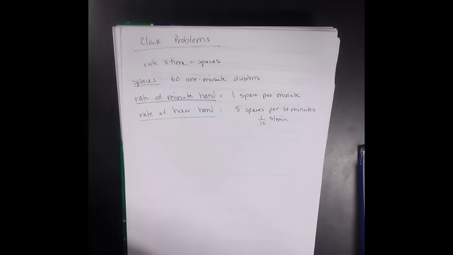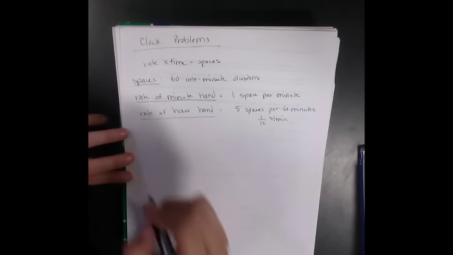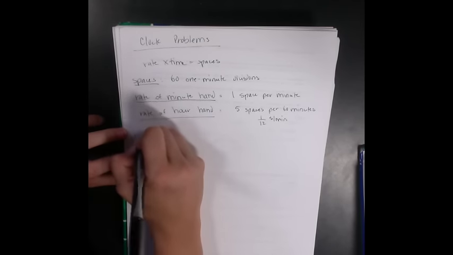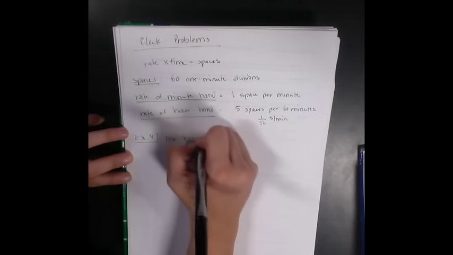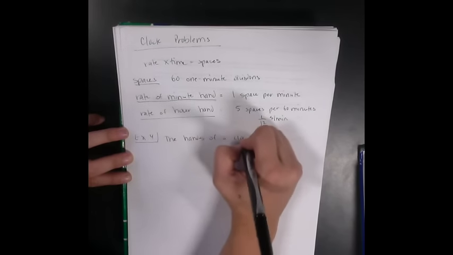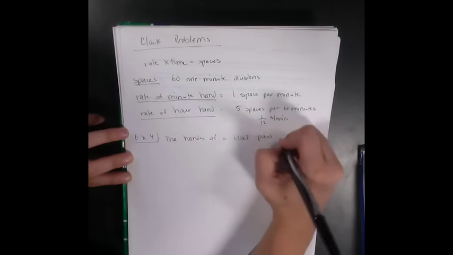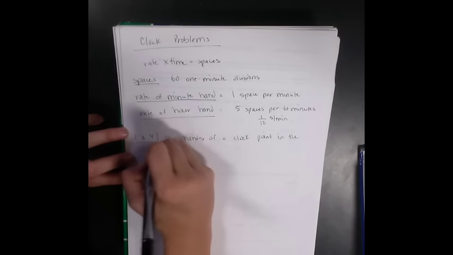Okay? Now, what does this all mean? I'm going to explain it through an example. I think we're on example 4. The hands of a clock point in the same direction.